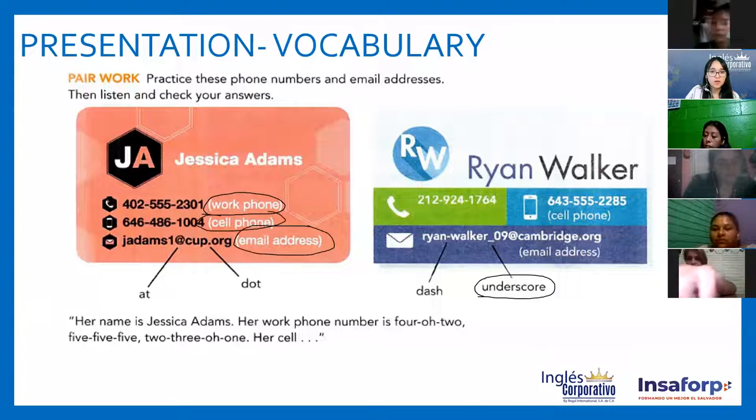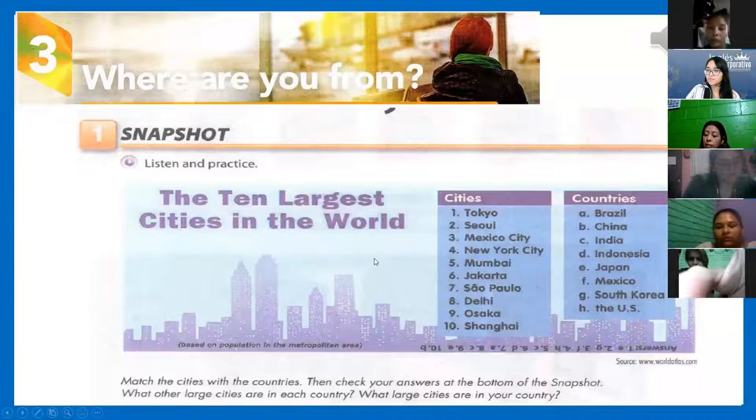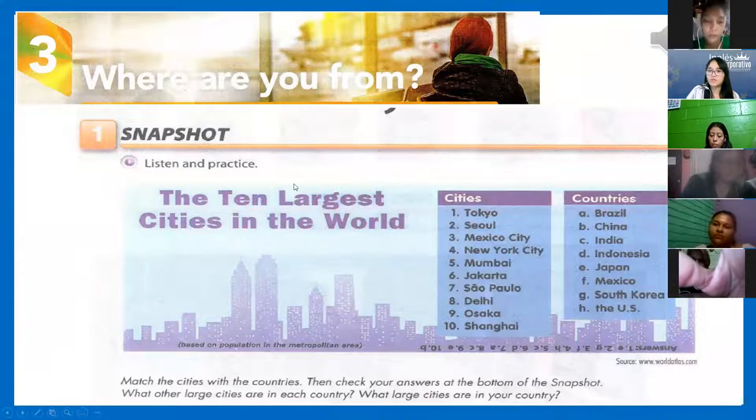Okay, so let's continue. Y los símbolos, right? Lo voy a compartir en el chat box. In the case, have a different symbol. Okay, let's start the lesson number three, right? And I hope to finish this at the end of this week.